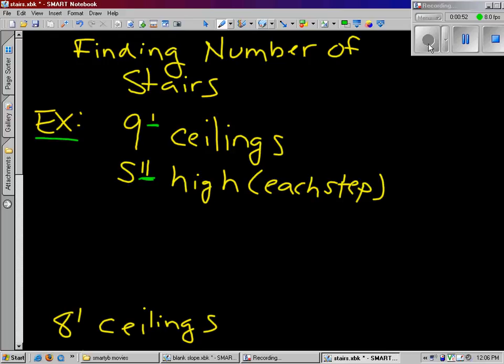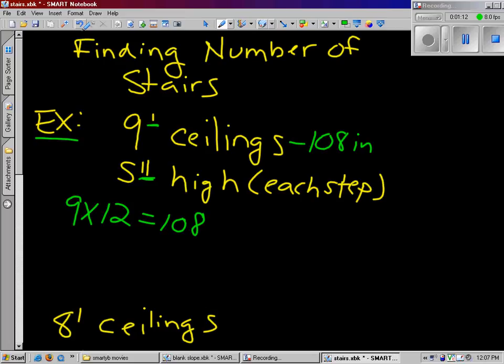So first thing you got to do is convert either feet to inches or inches to feet. In this case, I like to convert the 9-foot ceilings to inches. So all I do is take 9 times 12. 9 times 12 will give me 108 inches. So these 9-foot ceilings, they're like 108 inch ceilings, right?